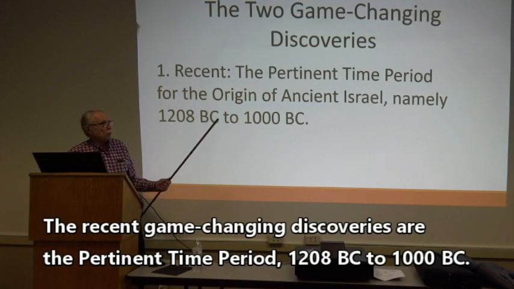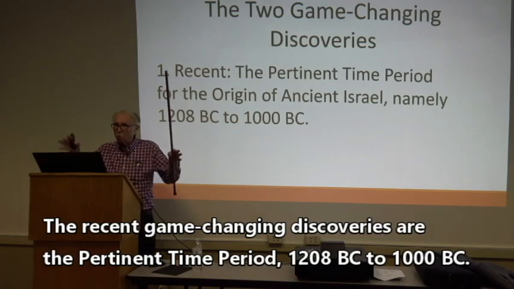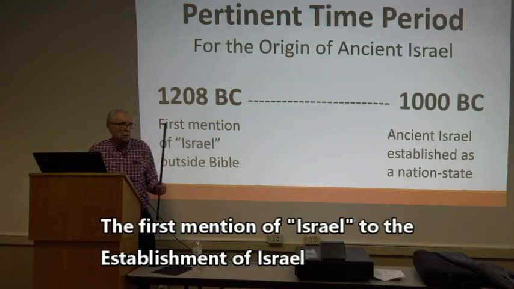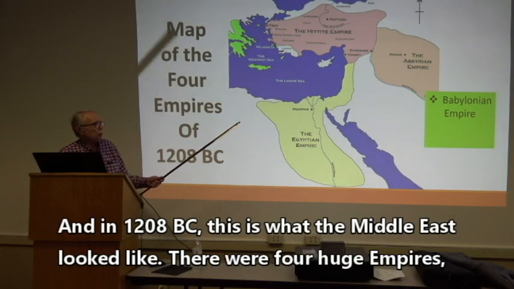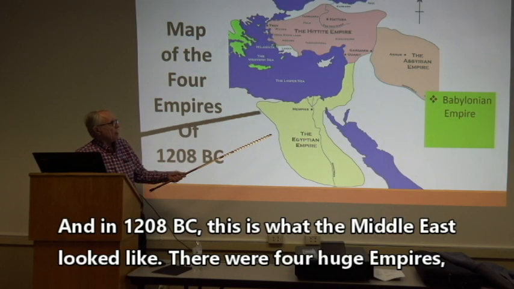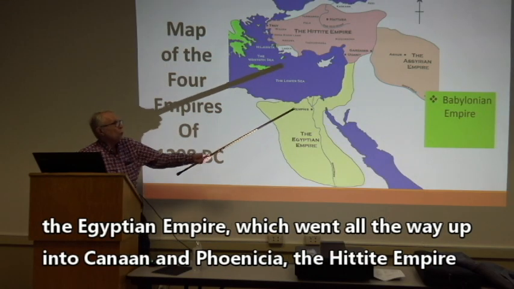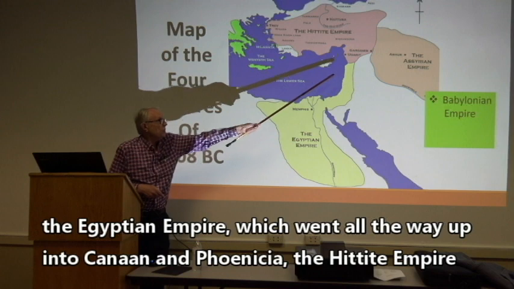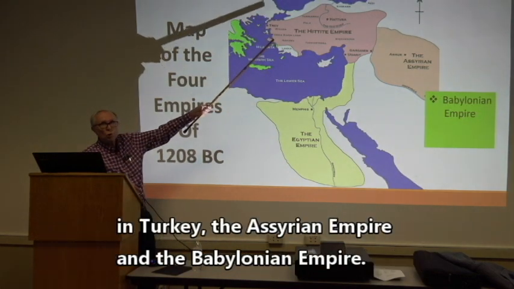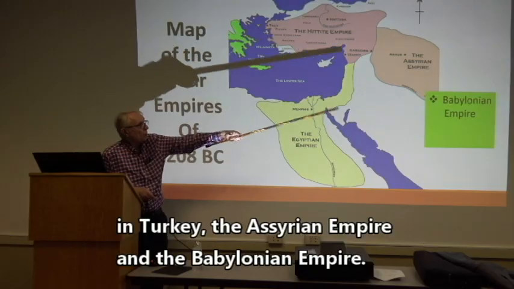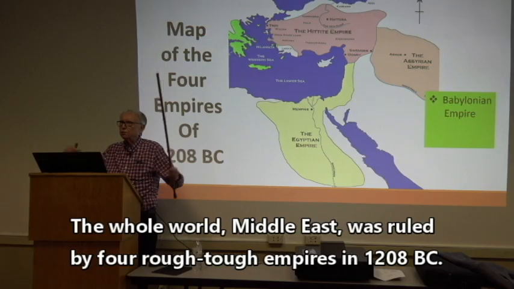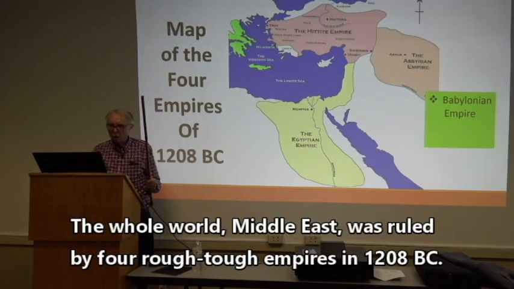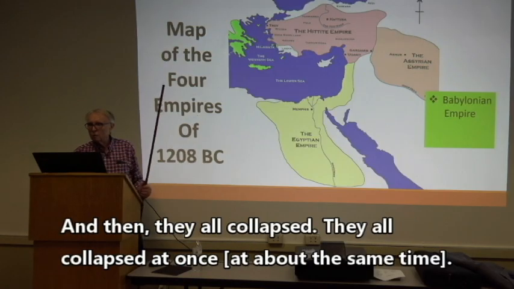Recent game-changing discoveries are the pertinent time period, 1208 to 1000, the first mention of Israel to the establishment of Israel. And in 1208, this is what the Middle East looked like. There were four huge empires. The Egyptian Empire, which went all the way up into Canaan and Phoenicia. The Hittite Empire in Turkey, the Assyrian Empire and the Babylonian Empire. The whole Middle East was ruled by 4 rough, tough empires in 1208.